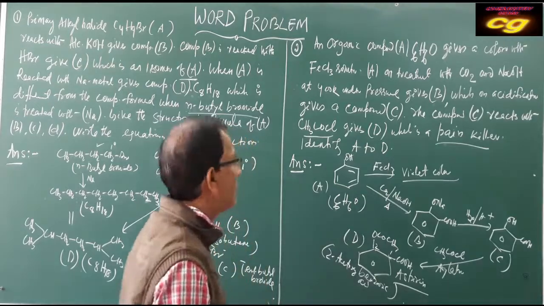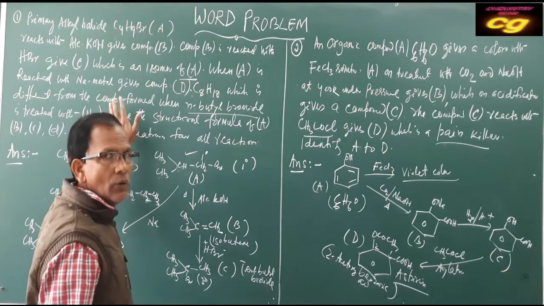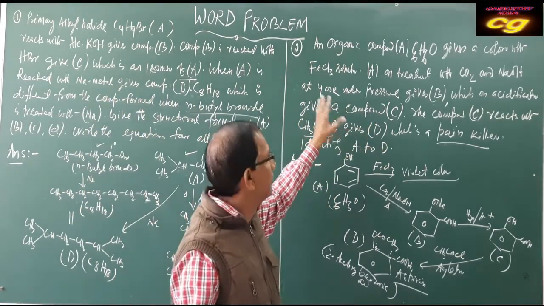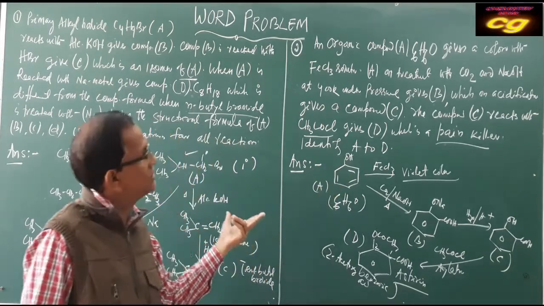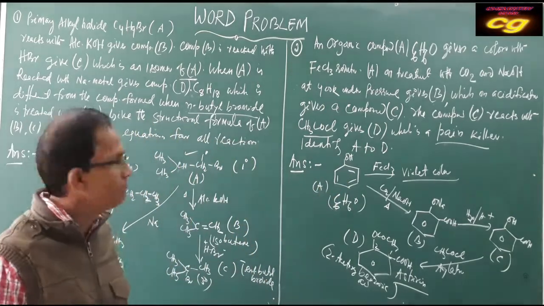Okay, this is about the problems we have discussed from two chapters: haloalkanes and haloarenes, and phenolic compounds and alcohols. In the next class we will discuss the remaining two, that is aldehydes and ketones, and nitrogen derivatives. Okay, thank you.